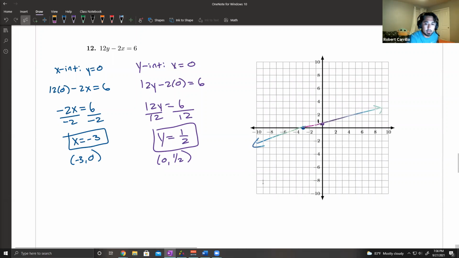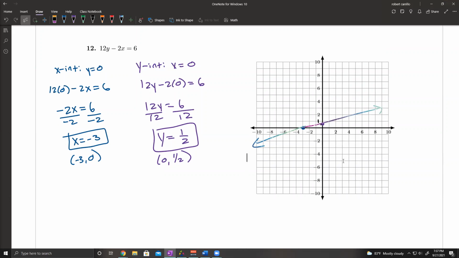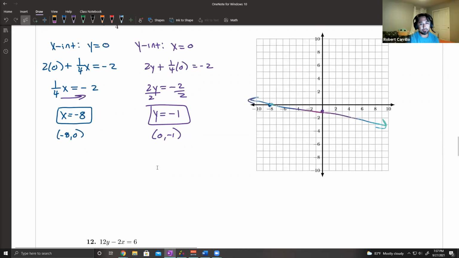Okay, sweet. So everybody good with those examples? Find your x-intercept, find your y-intercept, plot them, and graph them. We all good? For the y-intercept for number 11, you got -1, right? Yes, -1. Okay. Thank you.